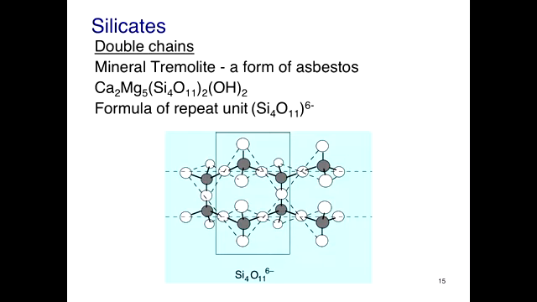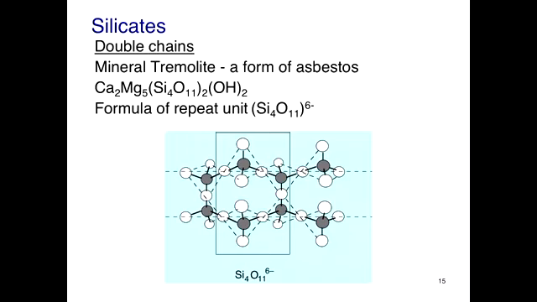This is a double chain that we have here, and this is a form of asbestos. It's known as the mineral tremolite. And this is a little bit more complicated because there's 2 types of silicon here. We have a silicon like this one in which we have 2 terminal oxygens and 2 bridging oxygens. And this silicon here where we have 1, 2, 3 bridging and 1 terminal. How do we work out the formula for that type of structure?